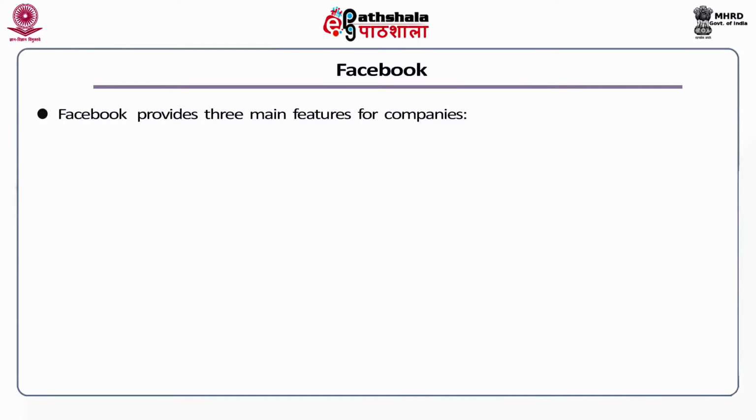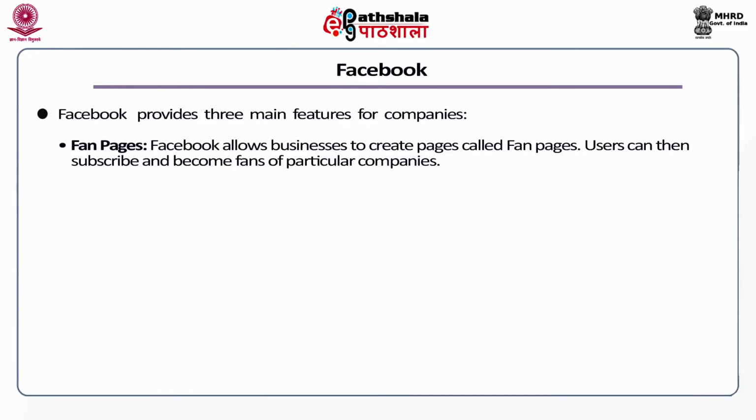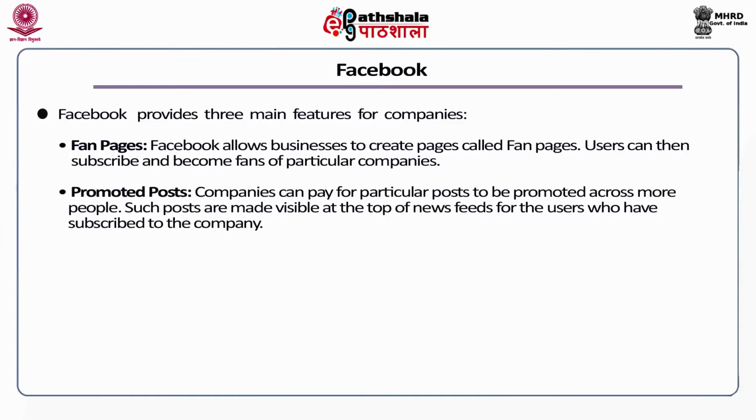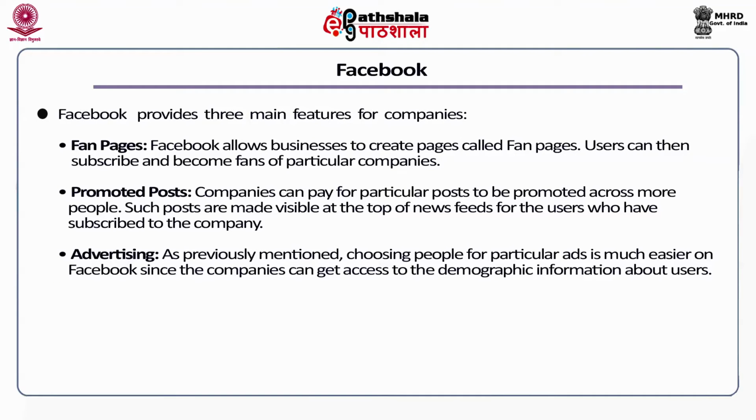Facebook provides three main features for companies. Fan pages. Facebook allows businesses to create pages called fan pages. Users can then subscribe and become fans of a particular company. Promoted posts: companies can pay for particular posts to be promoted across more people. Such posts are made visible at the top of the news feed for the users who have subscribed to the company. Advertising by Facebook: as previously mentioned, choosing people for particular ads is much easier on Facebook, since the companies can get access to the demographic information about the users.